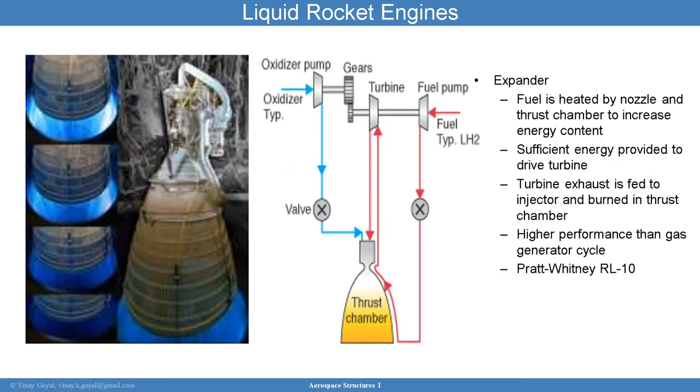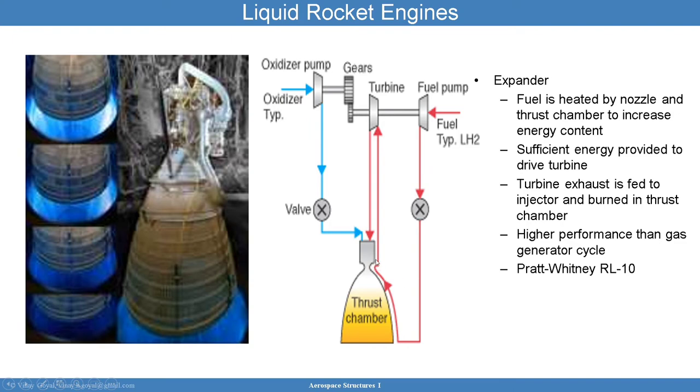Here in this example, I'm showing the expander cycle. The most common expander cycle is used by the Pratt & Whitney RL10 engine. And the fuel in this case is heated by the nozzle. You can see here the fuel comes in and is heated by the nozzle. Because the thrust chamber will get hot, the fuel will get hot.